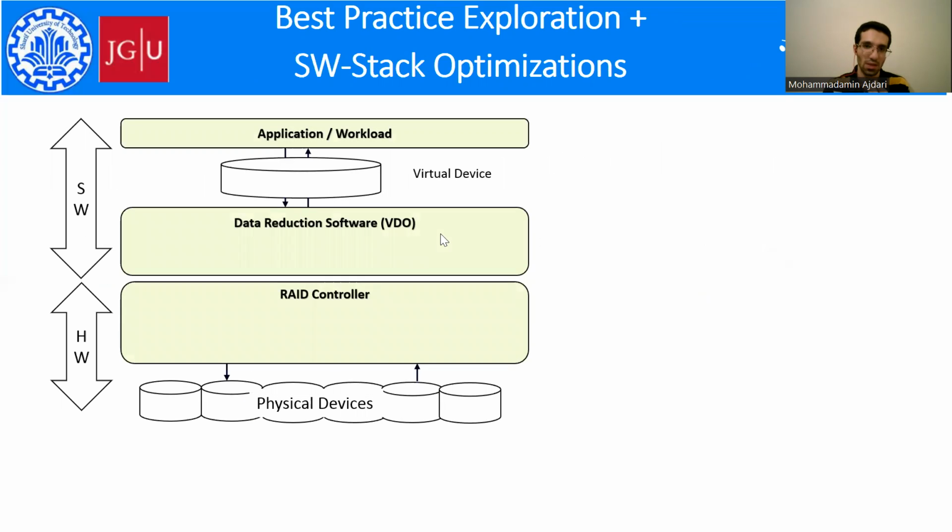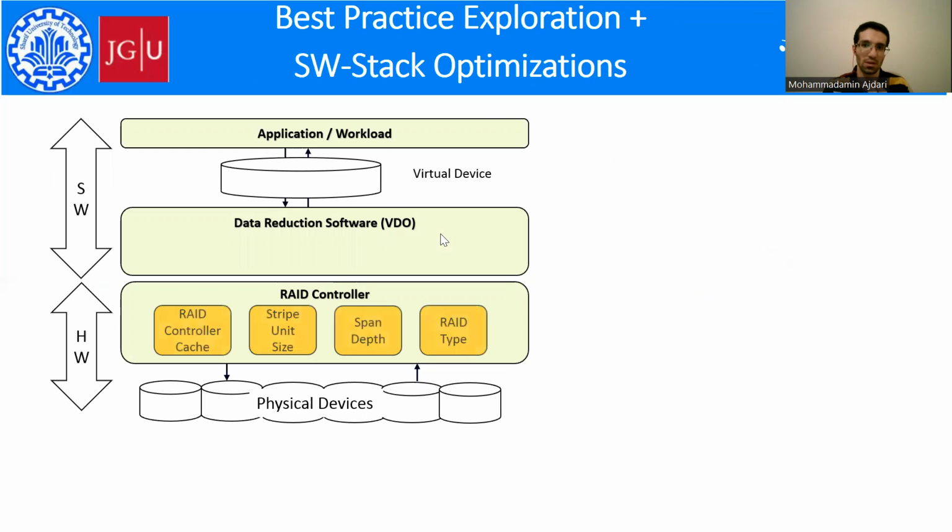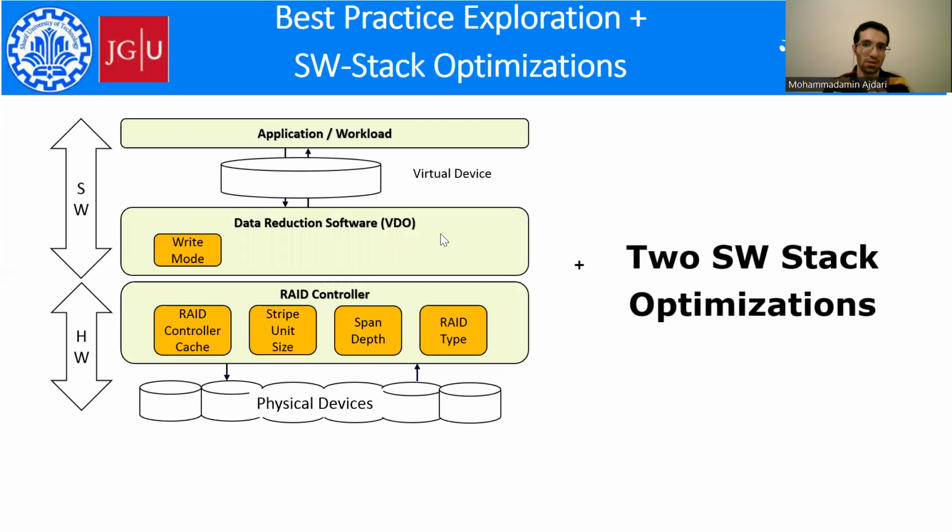Following the motivational data, we first evaluate a storage system under various design choices from hardware layer to software layer. On top of the SSD array, we use an enterprise-grade hardware RAID controller, and we modify 4 parameters in this layer. In the software layer, we analyze the effect of data reduction consistency mode. After finding the best design points, we also propose 2 software stack optimizations to maximize overall performance.